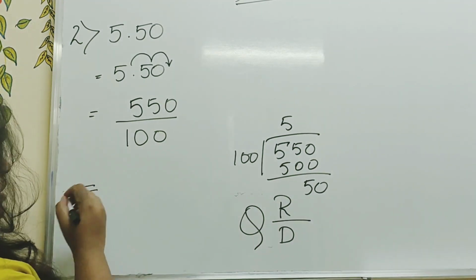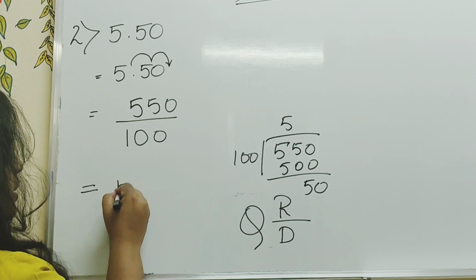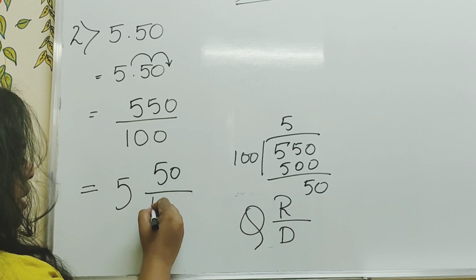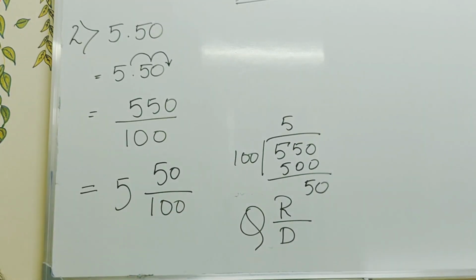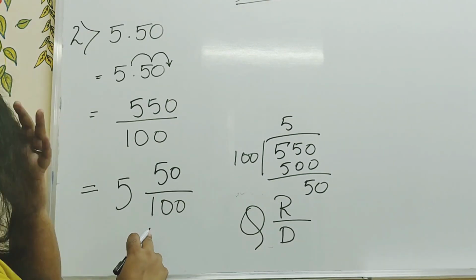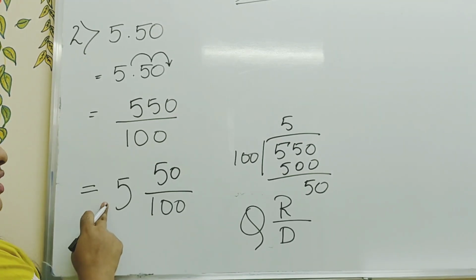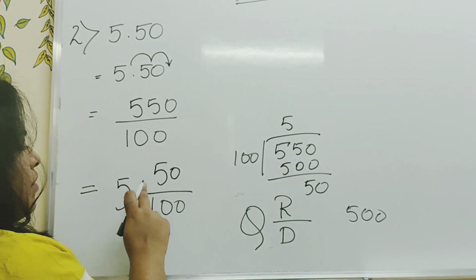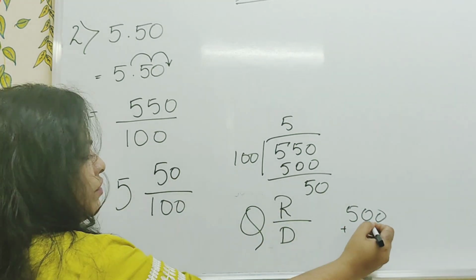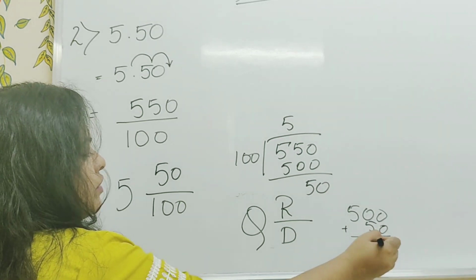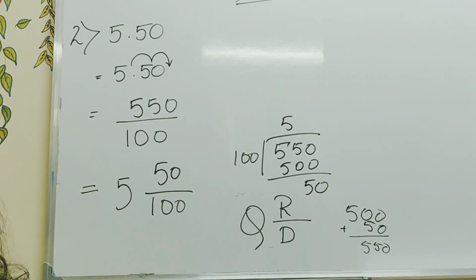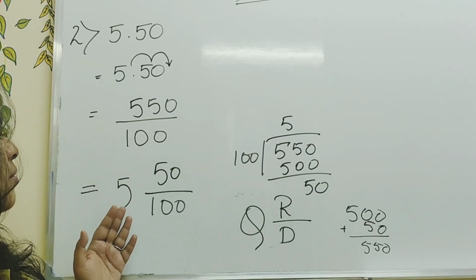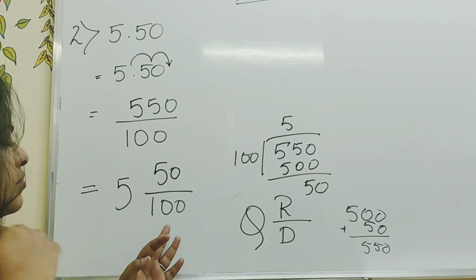Now let's write the details here. What does Q stand for here? 5. Let's write 5. And R is the remainder, 50, and D is 100. It's very simple. If you get confused, you can just add everything. You can do the formula: 100 into 5 is 500, plus 50 is 550. So you will be retrieving the same number here. This is for easy calculation and verification. So we have a mixed fraction, 550 by 100.